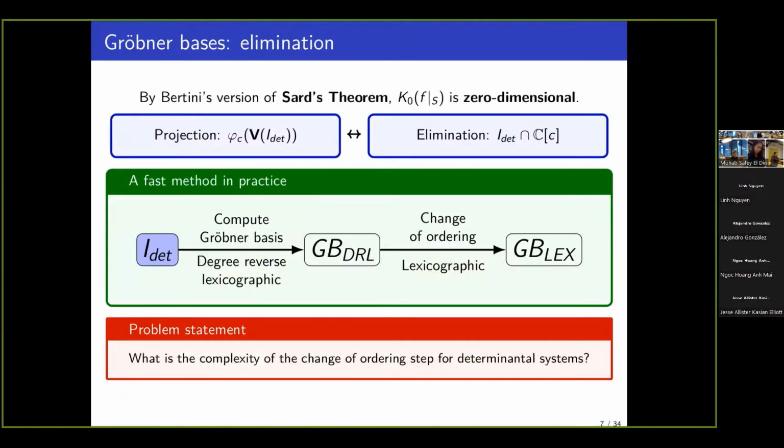And we know by Bertini's algebraic version of Sard's theorem that this set is zero-dimensional. And moreover, we can use the algebraic geometry dictionary to convert this projection into an elimination. And so a fast method that's commonly used in practice is to first compute a Gröbner basis of this ideal with respect to a fast ordering, like a degree reverse lexicographic ordering, which I'll call DRL in this talk. And then to use a change of ordering algorithm to get a lexicographic Gröbner basis of the same ideal, which gives you a polynomial representation of the set of critical values.